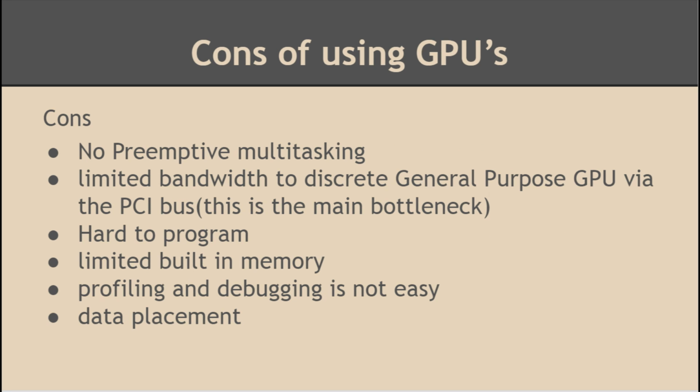Some of the cons of using the GPU versus the CPU is that the GPU has no preemptive multitasking. The main bottleneck of the GPU is the PCI bus. This is actually the main bottleneck. GPUs are hard to program for. They have limited memory. Most cards at most have 12 gigs, if that. Profiling and debugging are not easy on a GPU. Another con is data placement. GPU accelerated databases try to keep relational data cached on the device to avoid data transfer, which means you are limited to the memory on the GPU.